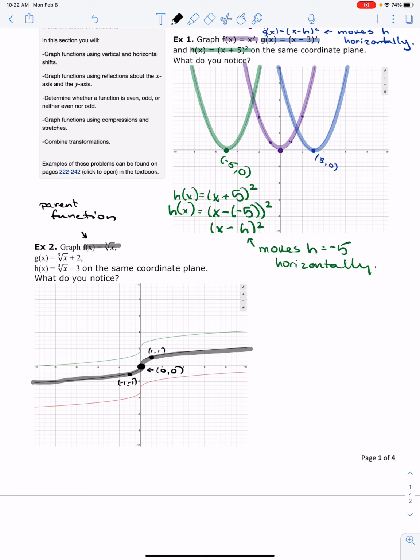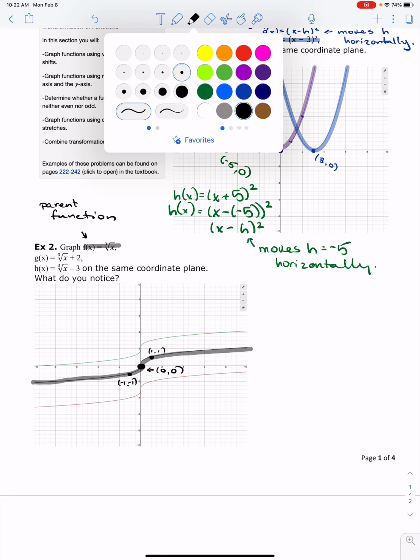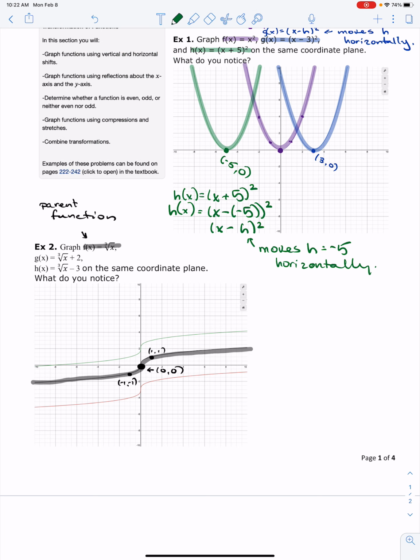This time when we make an adjustment, it's happening after the function. So take a look at this one. G of x equals cube root of x plus 2. Now notice that plus 2 is not under that cube root with the x. We are not making that adjustment to the x. We are adding on after we complete that cube root. So we're going to plug in a number, find the cube root of it. Once we get our answer, our y, we're going to add 2 to that. This is going to move everything up 2.